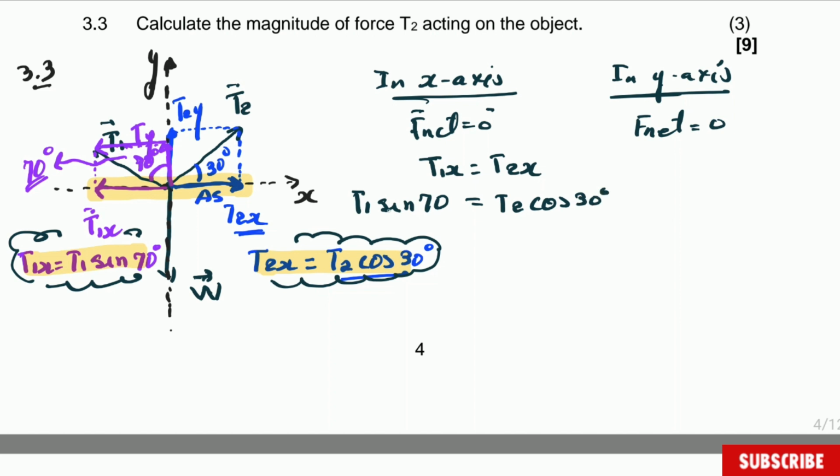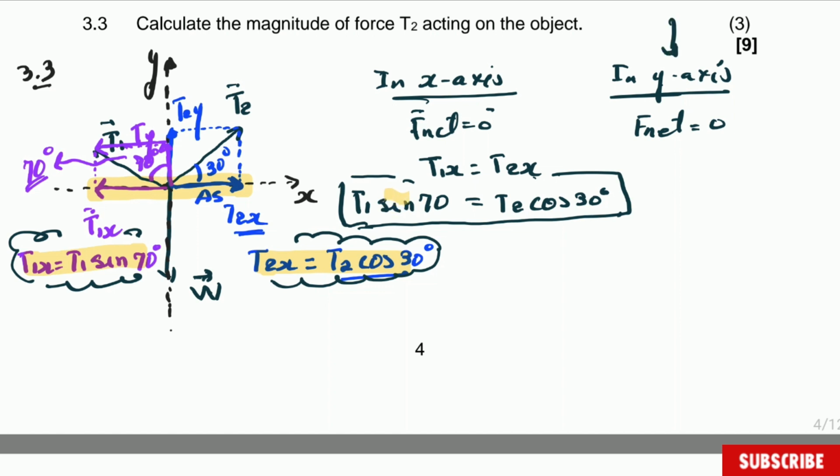Now, here we have two unknowns. We have to stop there because we don't know a few things. We don't have T2, we don't have T1. So we are going to stop there and we are going to look at the y-axis, as I did right in there.